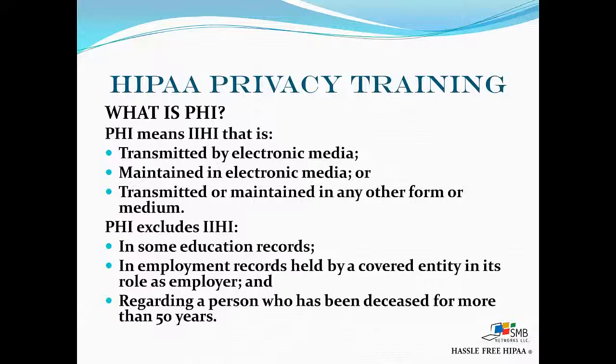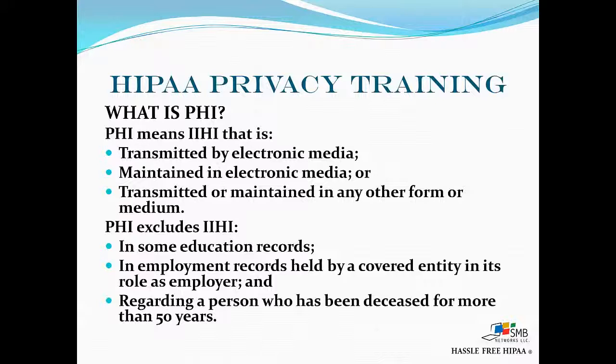So, if ePHI is a subset of PHI, what is PHI? PHI means individually identifiable health information that is transmitted by electronic media, which is ePHI as we just saw, maintained in electronic media, which once again is ePHI, or transmitted or maintained in any other form or medium, such as paper. So, protected health information has both electronic protected health information in it, and it has paper, physical if you will, protected health information.